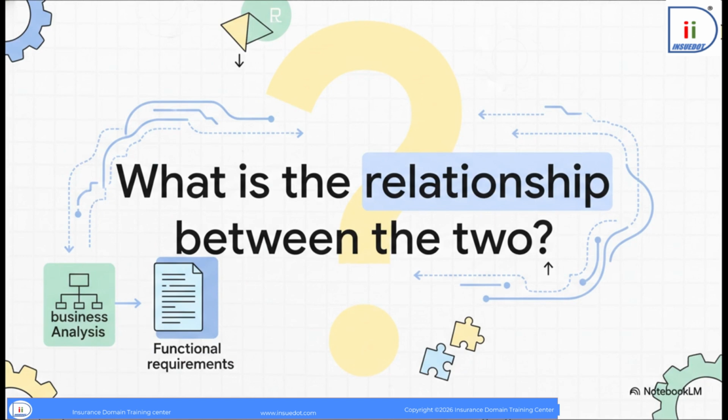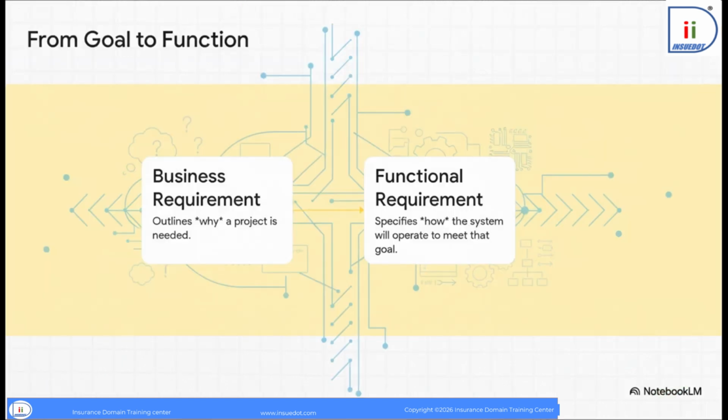Okay, that makes a lot of sense. So building on that, how would you describe the relationship between the two? Well, they're directly connected, kind of like a parent and child. It all starts with the business requirement. That's the why, the whole reason the project exists. The functional requirements are then born from that why. They translate that high-level goal into specific, concrete system actions, explaining how the system will actually work to make that business goal a reality. So one flows directly into the other.